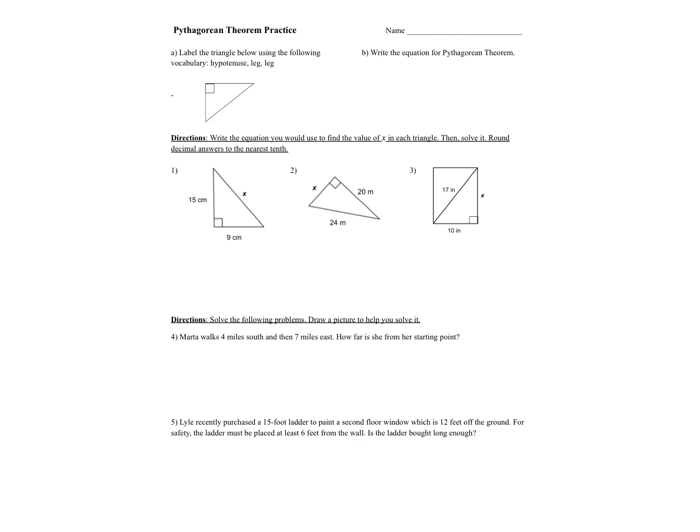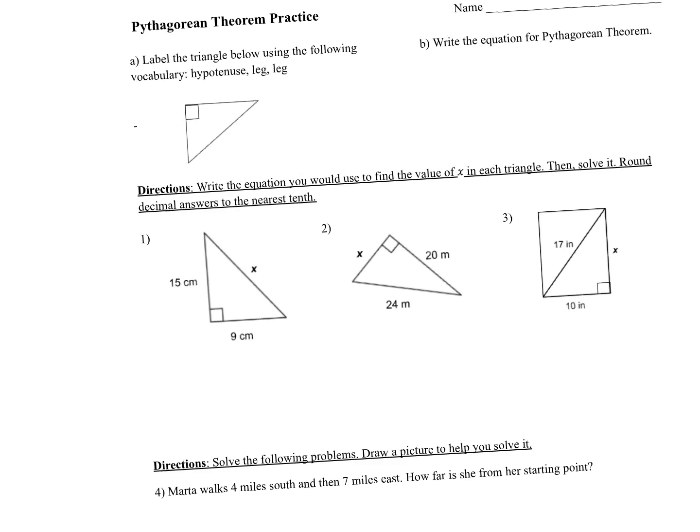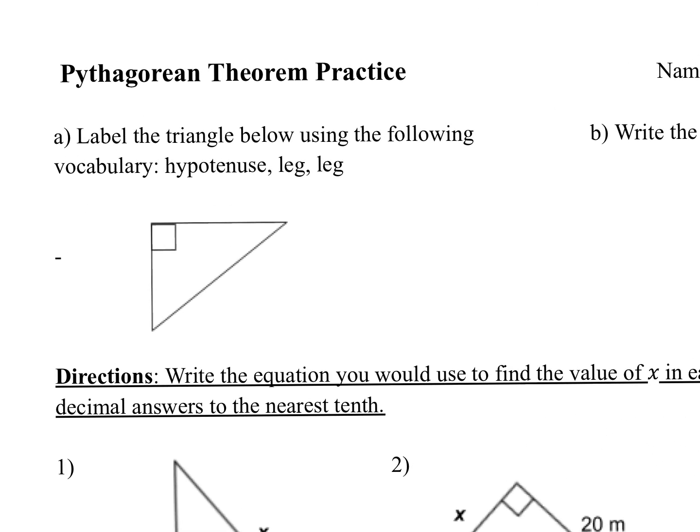Here's your study guide for Pythagorean theorem practice and scientific notation. To begin, you're going to label the triangle below using the following vocabulary. Remember, the hypotenuse is directly across from the right angle. So the hypotenuse is the longest side of the triangle. The sides that make up the right angle are called the legs.